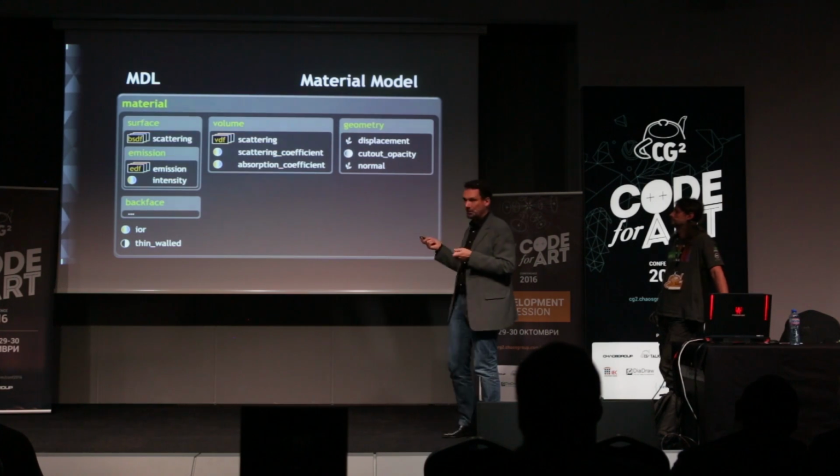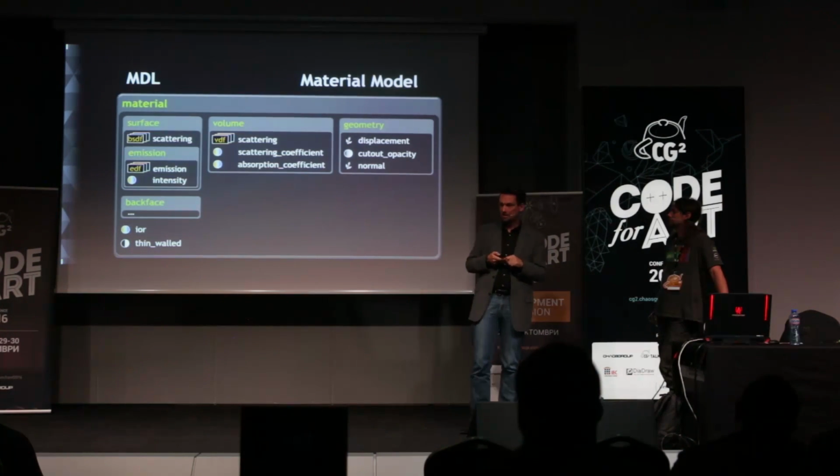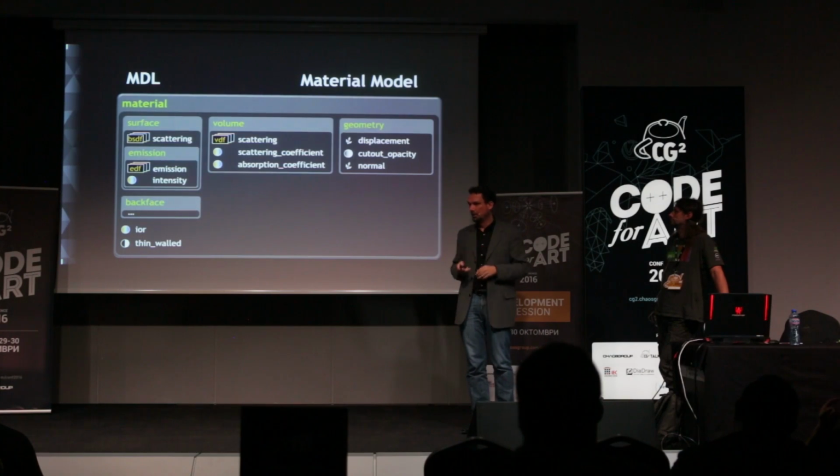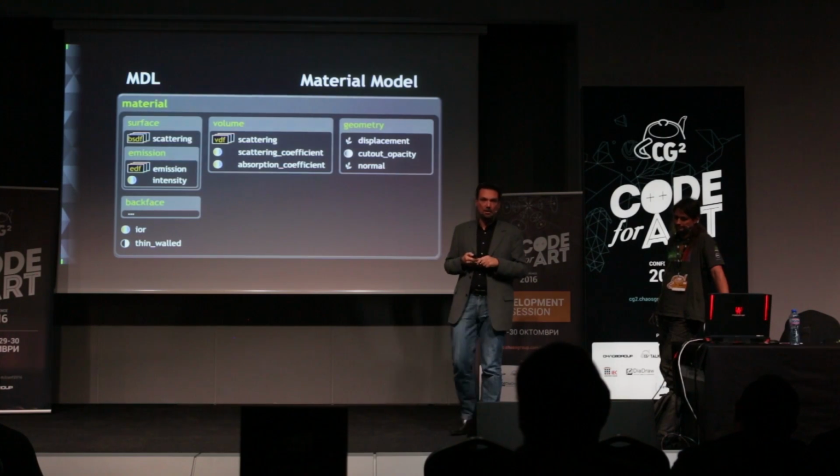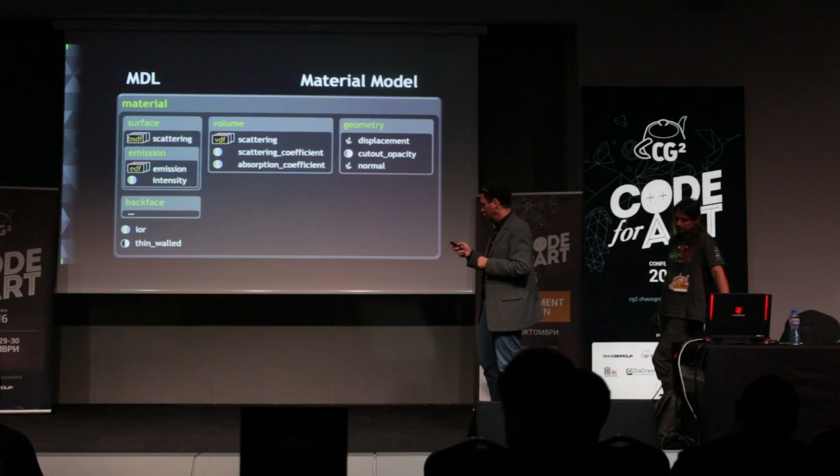A typical application of thin-walled would be glass. If you model glass just as a thin surface and not as a volume, for windows in a car or in a building, then this is typically done with thin-walled.